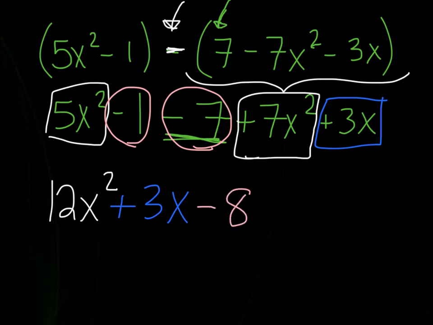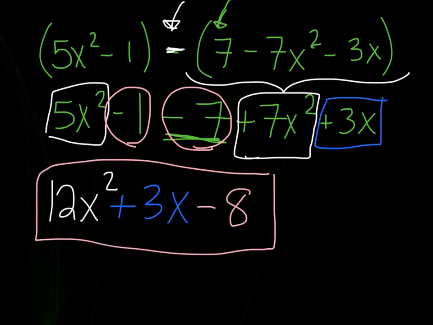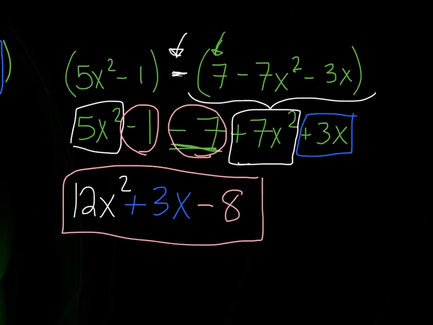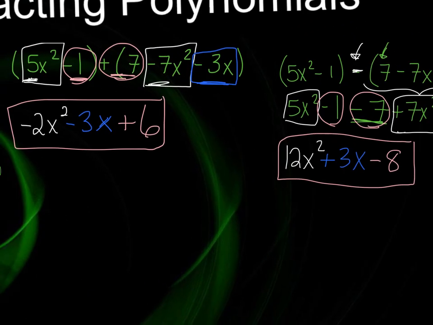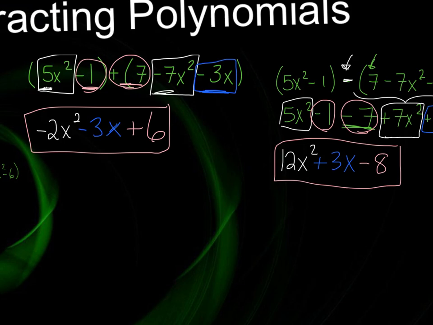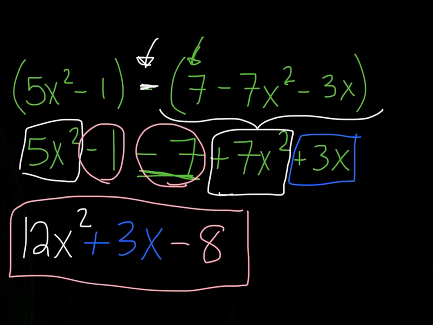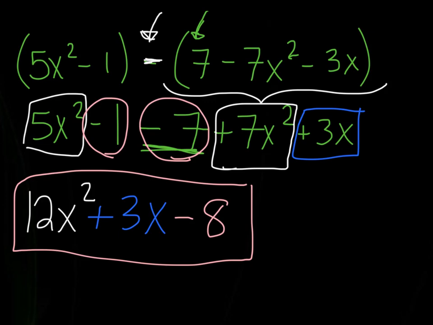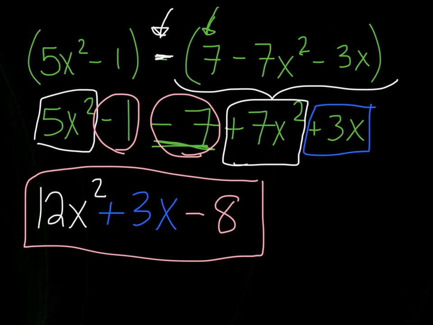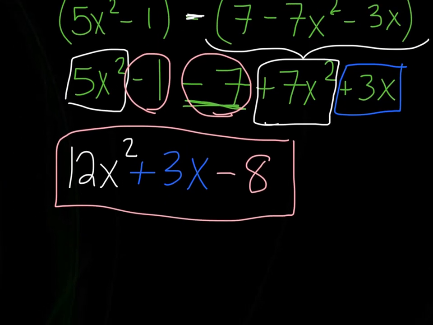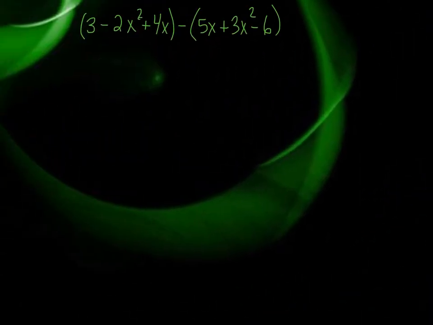So in our answer, it's going to be subtracted. So you can see we actually get a completely different answer than this one on the left. Every single term is completely different. And the reason is that this second polynomial is being subtracted, so they all switched from positive to negative or negative to positive. Let's take a look at one more example, just to be clear on that.